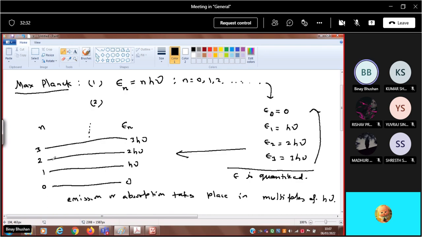Is it clear, what are the two assumptions of Max Planck? Yes, Shashwat, is it clear? The two assumptions of Max Planck?